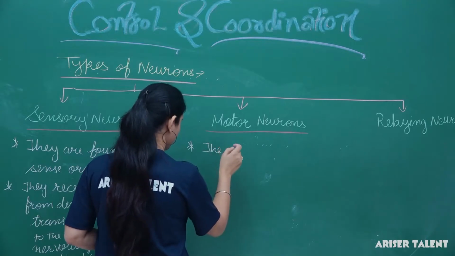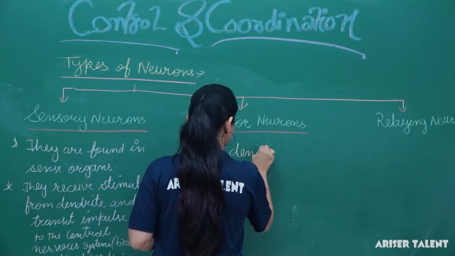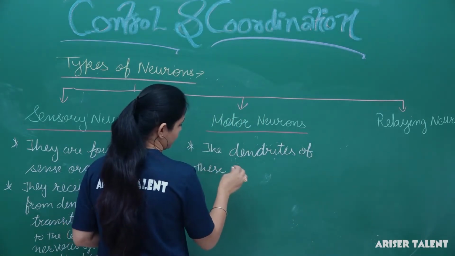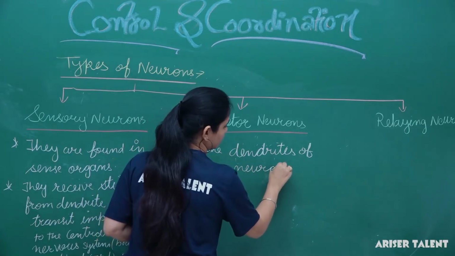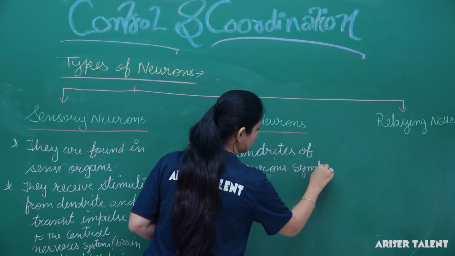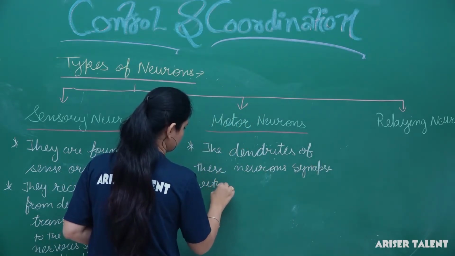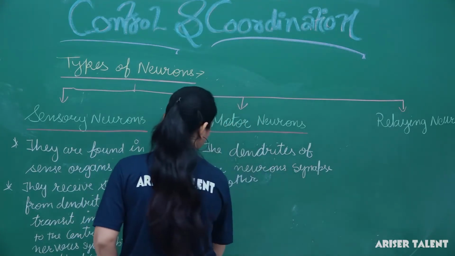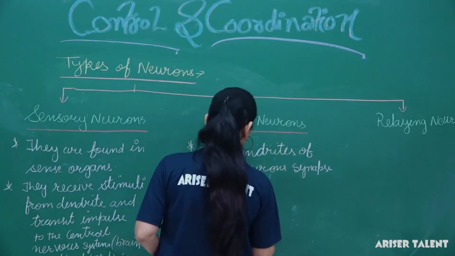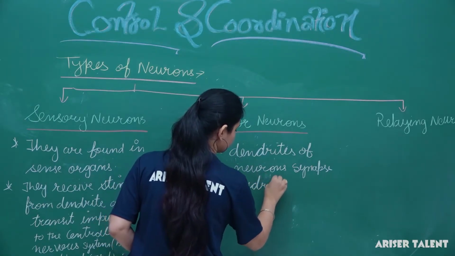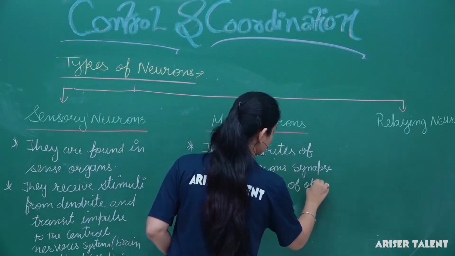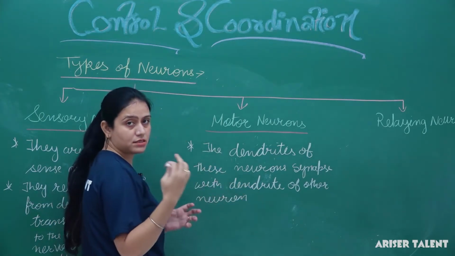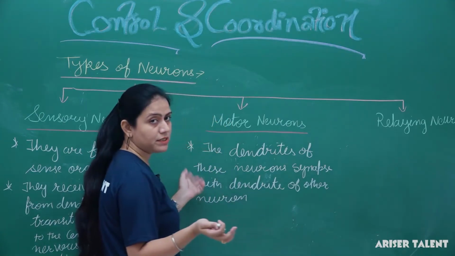The dendrites of these neurons synapse with the dendrite of another neuron. Then they transmit impulse into them.